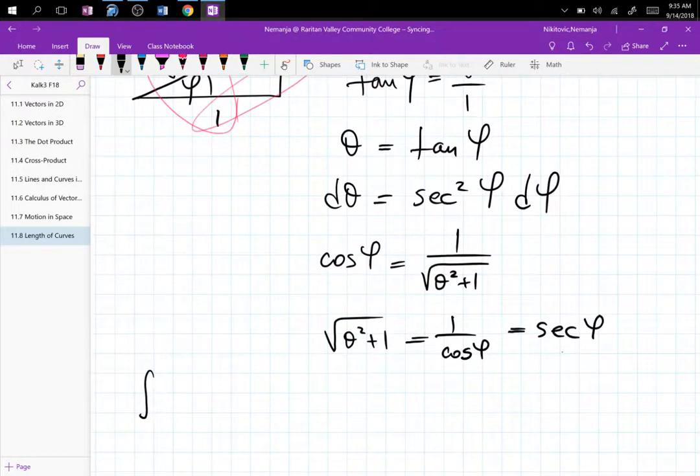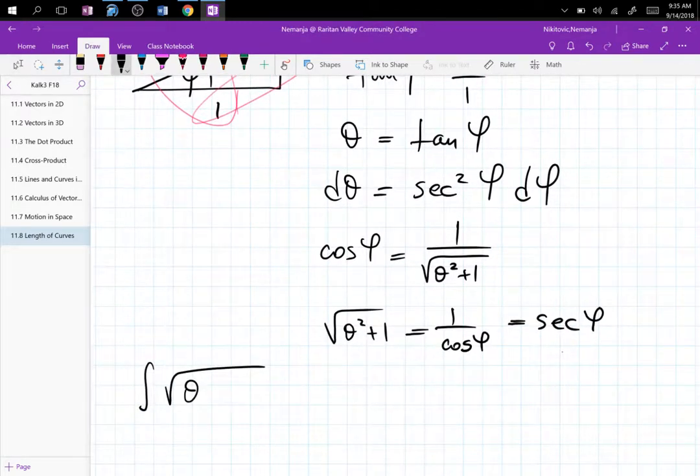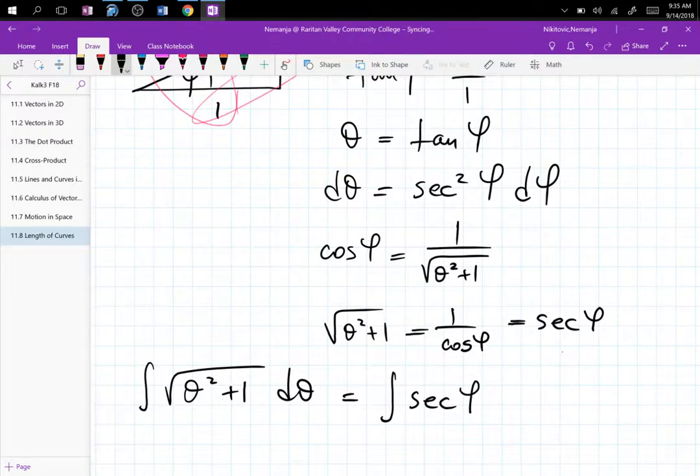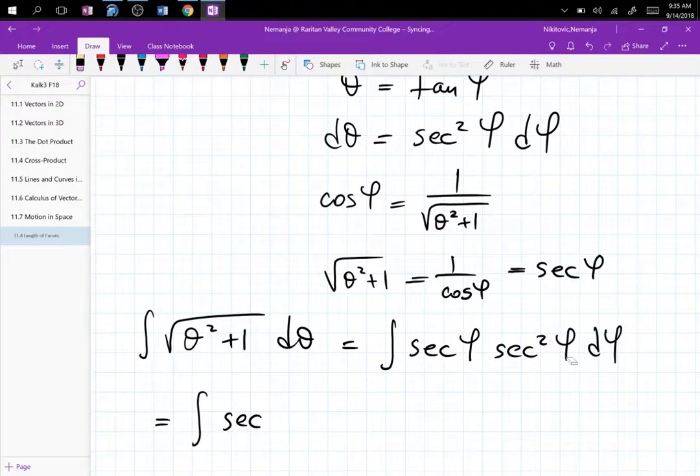So my integral used to be the square root of theta squared plus 1 d theta. Now we replace all of them. The square root is secant phi, and d theta is secant squared phi d phi. And we have the integral of secant cubed phi d phi.